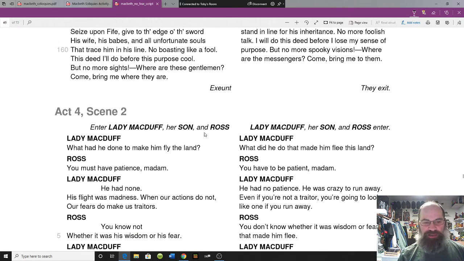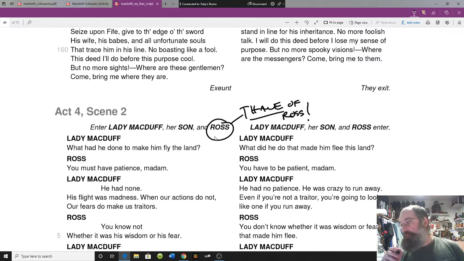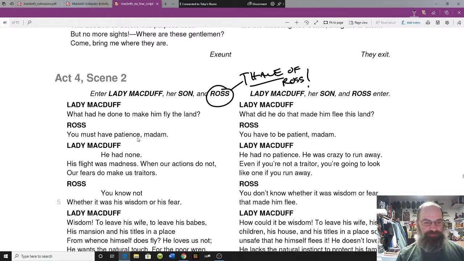Oh, man. Lady Macduff and her son and Ross. So Ross, that's the Thane of Ross. Remember, Thane is like a governor or a duke or a lord of an area. And so right afterwards, he's going to go find his gentleman, and then we cut to Lady Macduff's house.